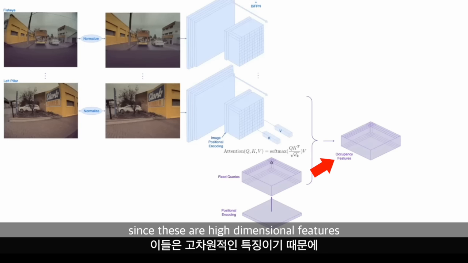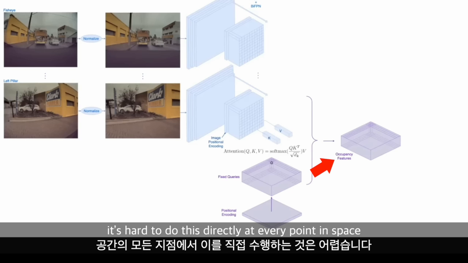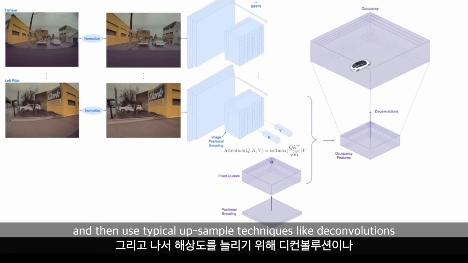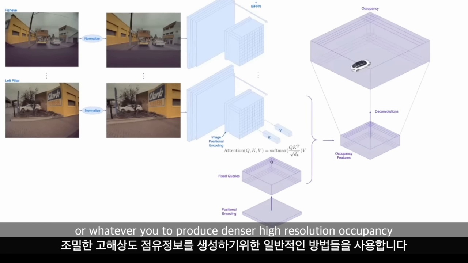and then produce 3D occupancy features. Since these are high-dimensional features, it's hard to do this directly at every point in space. So what we do is produce these high-dimensional features at a lower resolution, and then use typical upsample techniques like deconvs or what have you to produce denser, high-resolution occupancy.